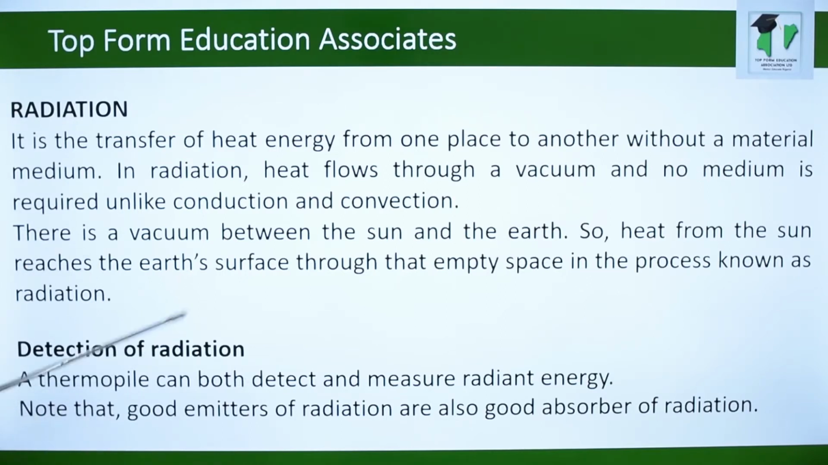Now, detection of radiation. How can we detect the presence of radiation? A thermopile can both detect and measure radiant energy. So we use an instrument known as a thermopile. It can be used to detect and to measure the amount of radiant energy in a particular environment. Note that good emitters of radiation are also good absorbers of what? Radiation.